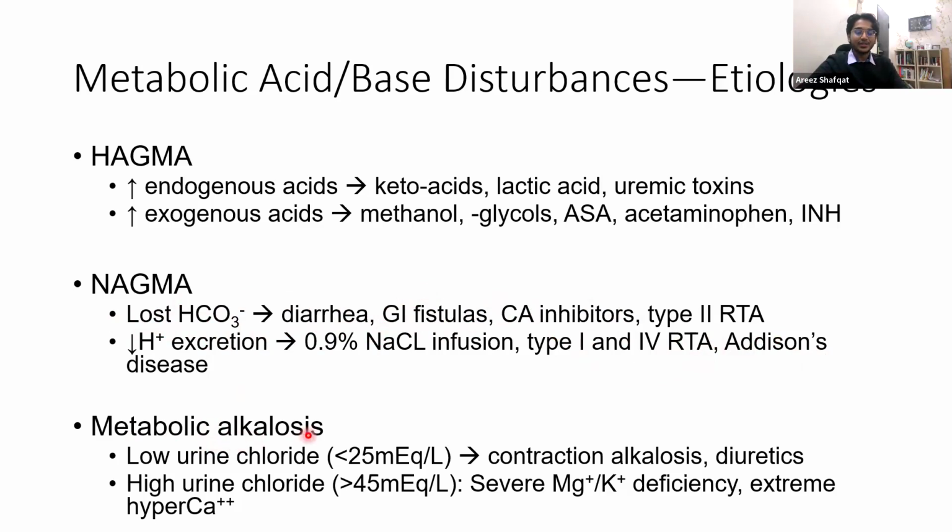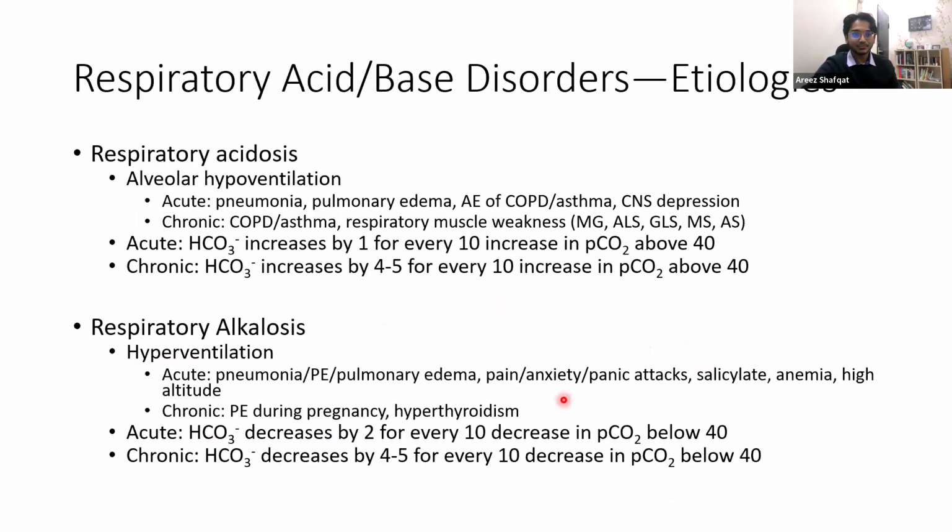Metabolic alkalosis, you always calculate urine chloride. If the urine chloride is low, that means the patient has hypovolemia and has something called contraction alkalosis. To correct this, just give the guy fluids and the metabolic alkalosis will correct. If it's a high urine chloride, then you think of other electrolyte abnormalities like magnesium, potassium, or calcium deficiencies, or hypercalcemia, sorry. For respiratory acidosis, the easy way to think is hypoventilation. For respiratory alkalosis, the easy way to remember it is hyperventilation.